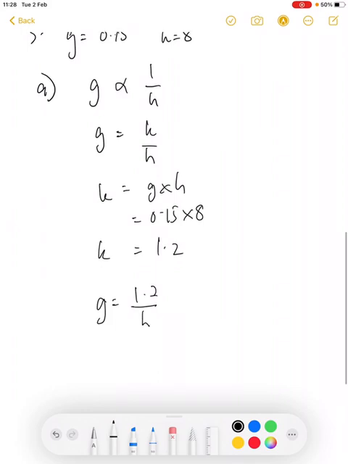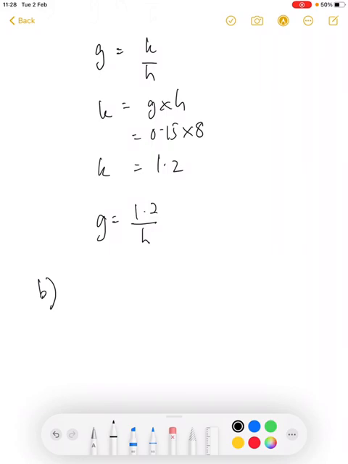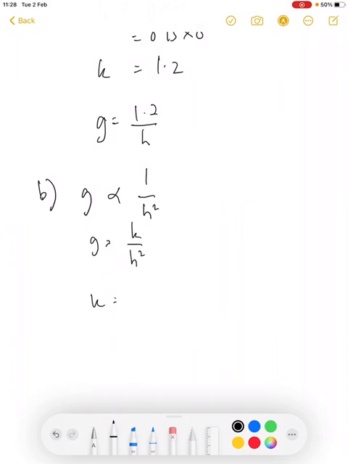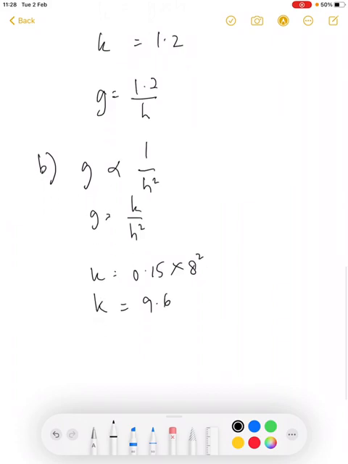Okay, next, b, g varies inversely as h squared. So g equals k over h squared. So k equals 0.15 times 8 squared equals 9.6. g equals 9.6 over h squared.